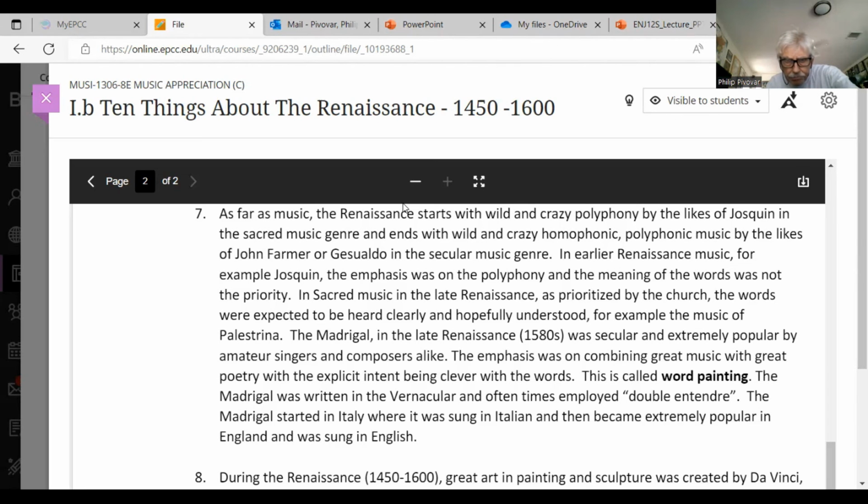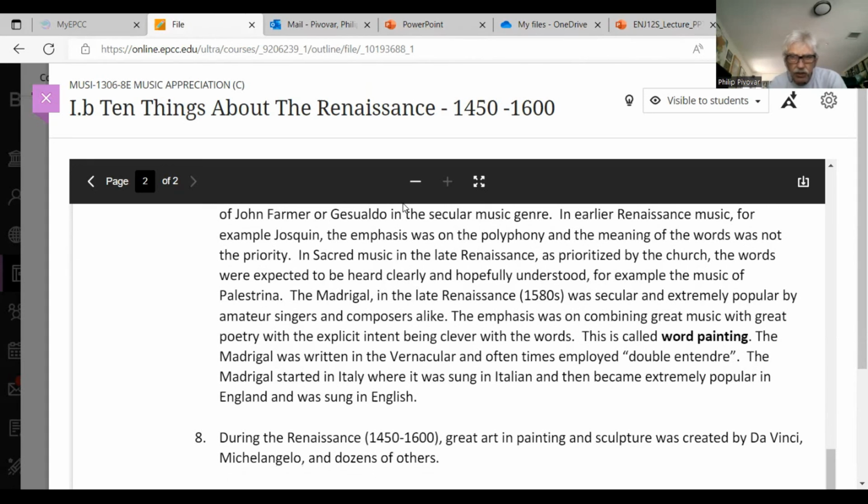The madrigal in the late Renaissance was secular and extremely popular with amateur singers and composers alike. Their emphasis was on combining great music with great poetry. You write a poem about snowboarding, and I'm going to make the music sound like we're snowboarding. This is what the combination of music and poetry was with the madrigal. It was fun to do because we're singing about stupid stuff and love, and I can make the music entertaining and fun to perform, and a surprise with how the music matches the words.